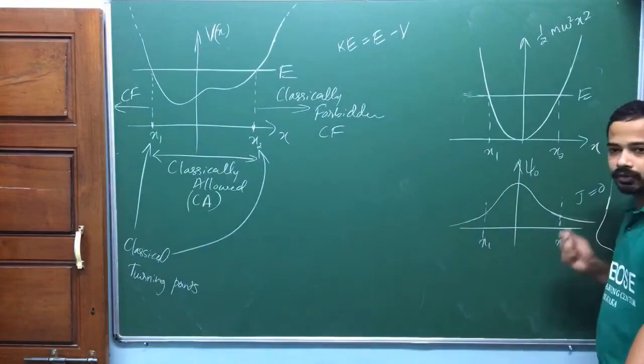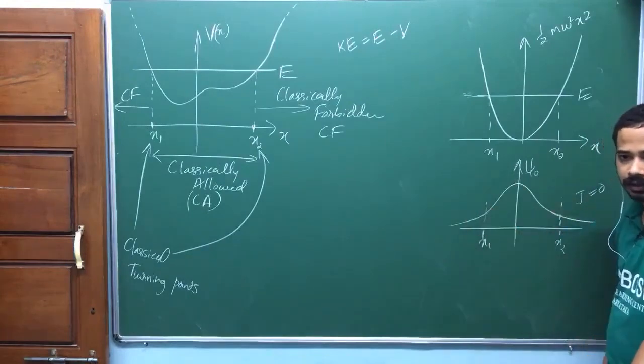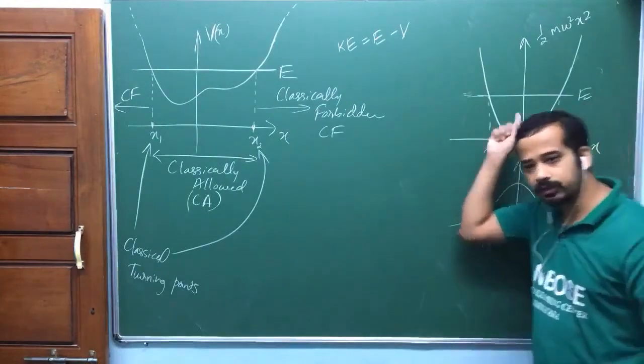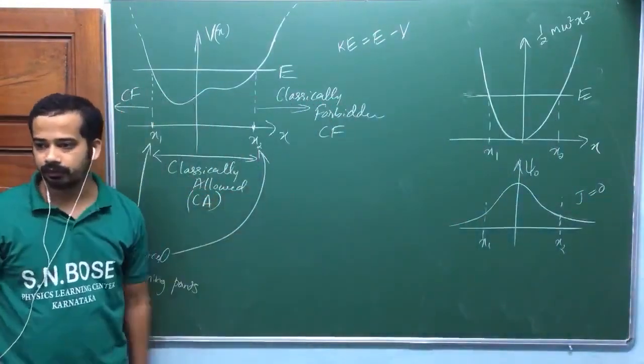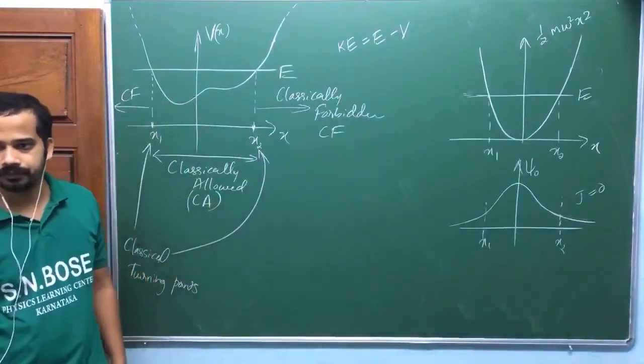And J equal to 0. There is no free flow of the particle. So that's why, quantum mechanically also, this is a bound state. We say that one as a bound state. Speak out. Is that okay?